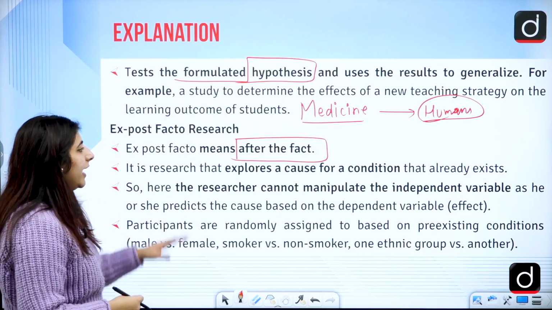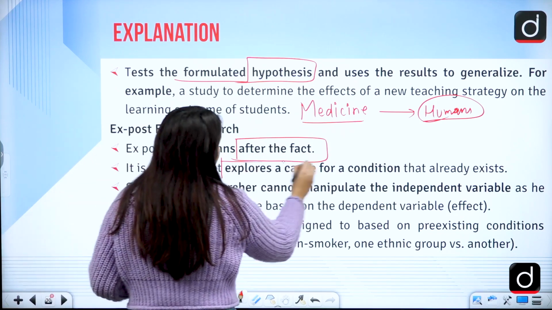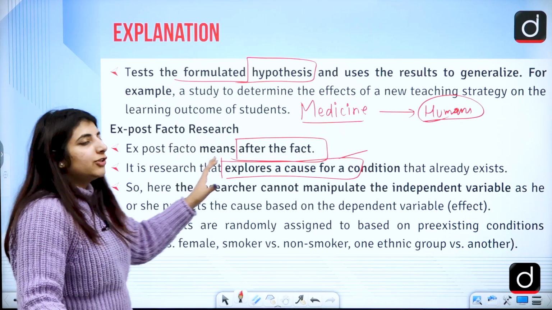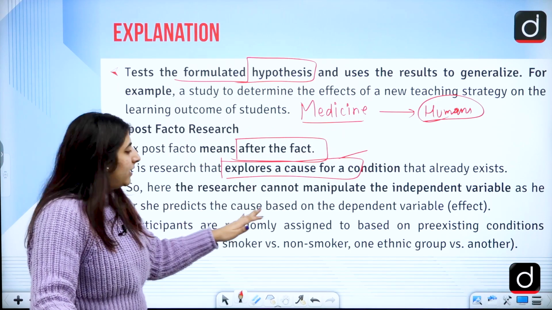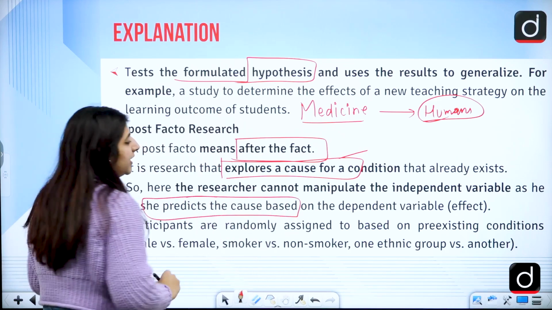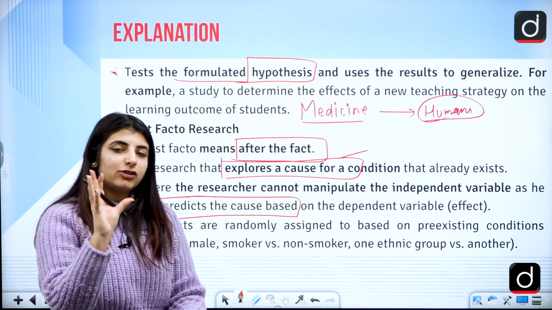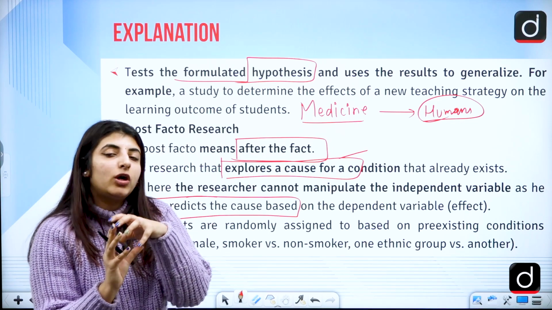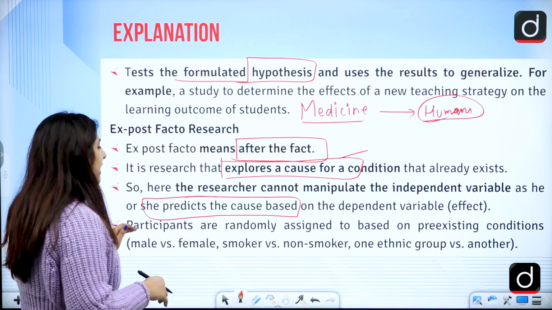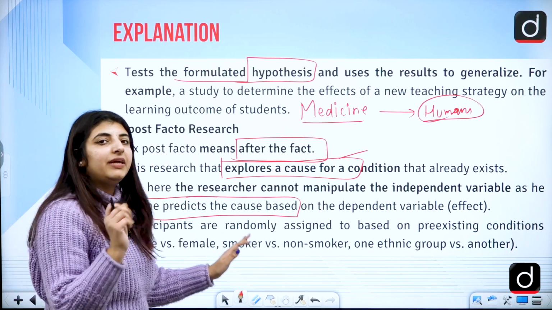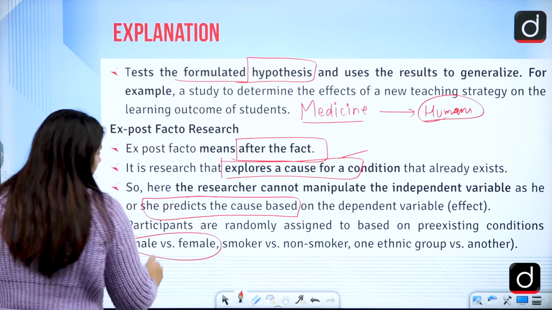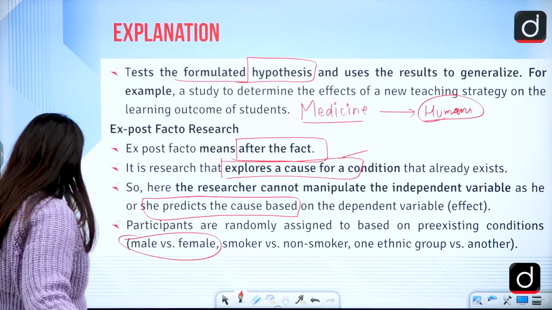After the fact has occurred, explores a cause for the condition that already exists and the effect has already happened. Here, the researcher obviously cannot manipulate the independent variable, or he just can predict the cause which is based on the dependent variable. So effect has already been there. Now based on that effect, you are going to infer certain things, that all right, this must have happened, this must have happened, correct? Participants are randomly assigned based on the pre-existing conditions here, right? For example, male versus female, smoker versus non-smoker, etc.